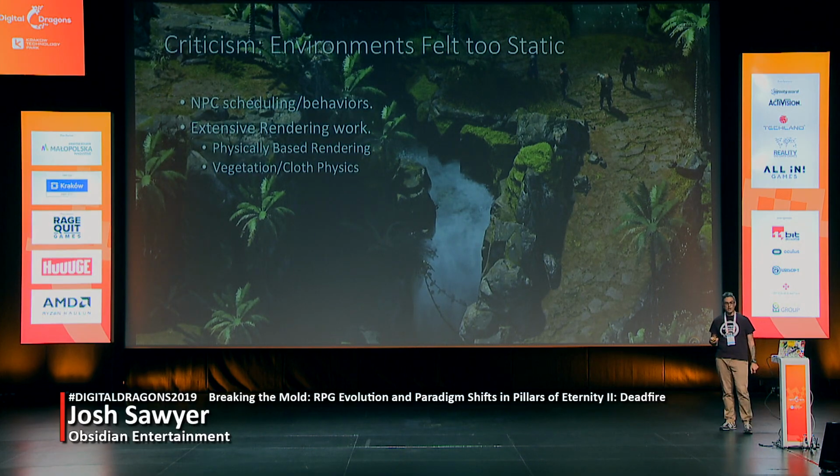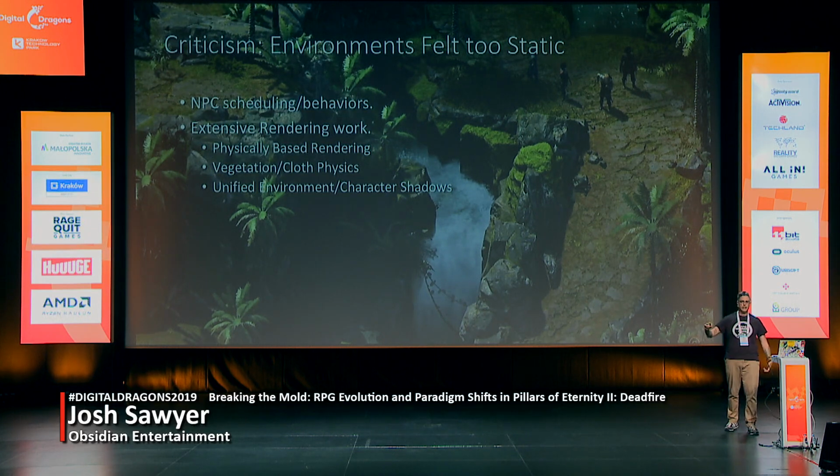We introduced vegetation and cloth physics. All the trees there in the background, those are all dynamic, and they blow with the wind. The wind was a dynamic element that would move cloth and vegetation. It added a ton. A huge amount of work went into unifying the character shadows and lighting into the world so that when characters moved through darkness, they really felt like they were integrated into the environment instead of being separate from them. We added parallax layers.